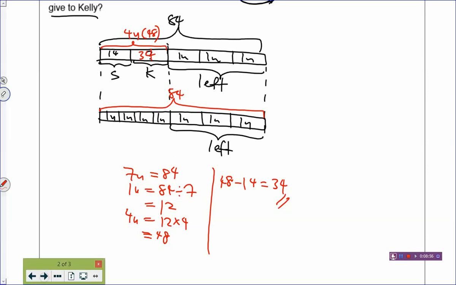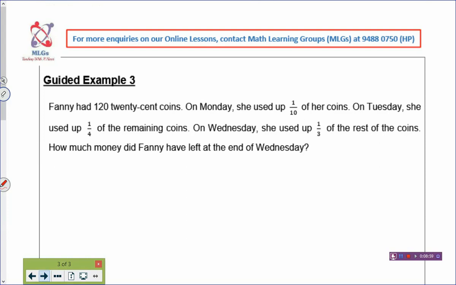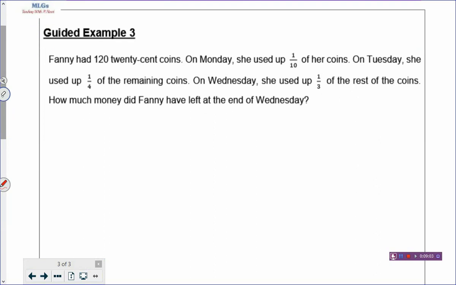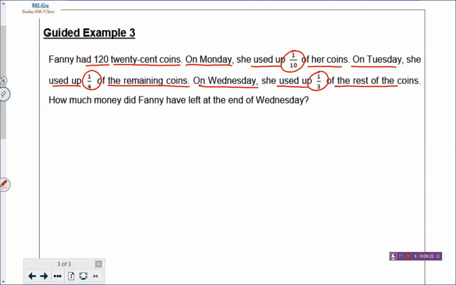Okay, let's go to question number 3. Now, is it even more complicated, or is it really very hard? Let's read. Fanny had 120 20-cent coins. On Monday, she used up 1/10 of her coins. On Tuesday, she used up 1/4 of the remaining coins, which is the remainder. On Wednesday, she used up 1/3 of the rest of the coins. So how much money did Fanny have left at the end of Wednesday?